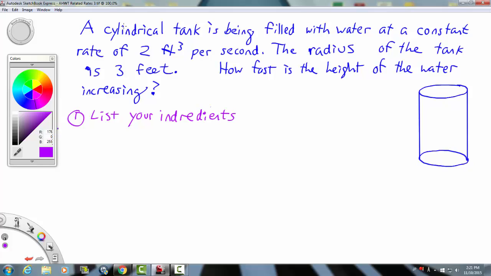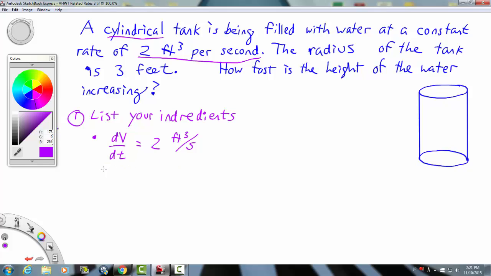Okay, so let's go through the problem. We have a cylindrical tank, okay, we know it's a cylinder, with water at a constant rate of 2 cubic feet per second. That's a rate, right? It's a change in volume and a change in time. So I'm going to write dV/dt equals 2. I'll put the unit in here for now. We don't need it later.